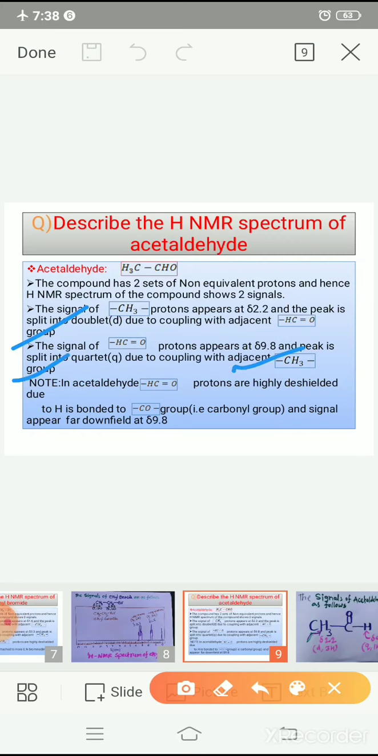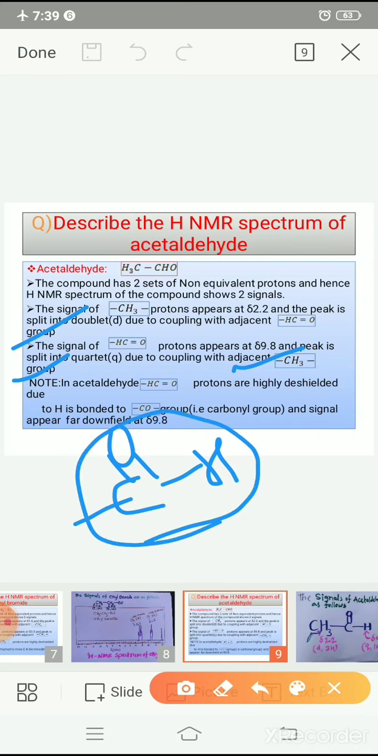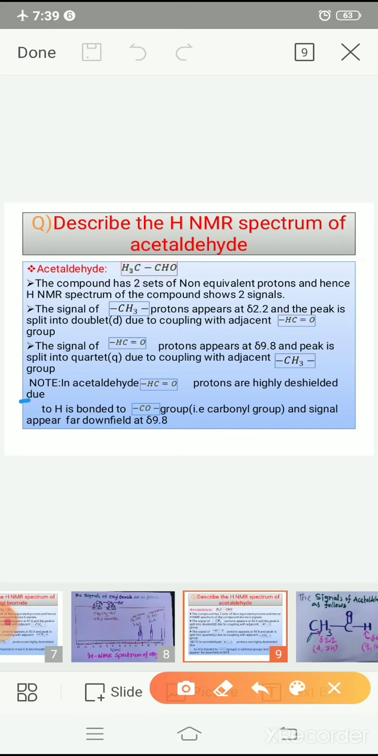Note, important note: in acetaldehyde, this is the aldehyde functional group, this is the aldehydic proton. Aldehydic protons are highly deshielded because the hydrogen is bonded to the CO carbonyl group, and the signal appears far downfield. Far downfield means the left side on the HNMR spectrum.